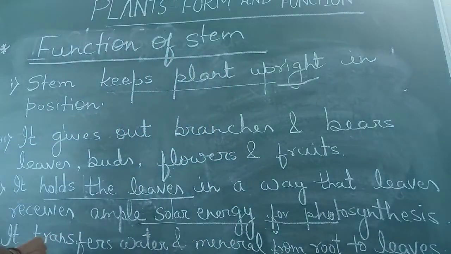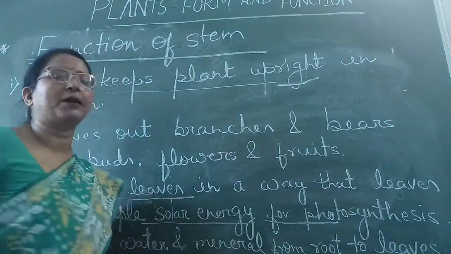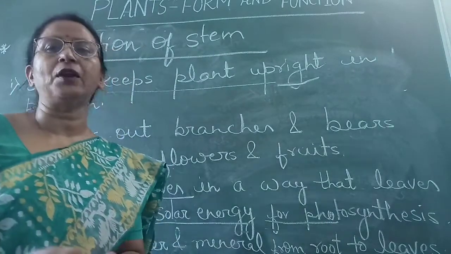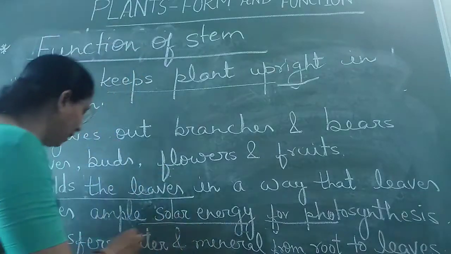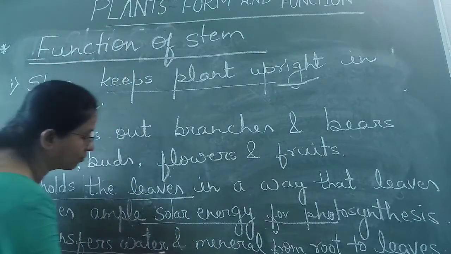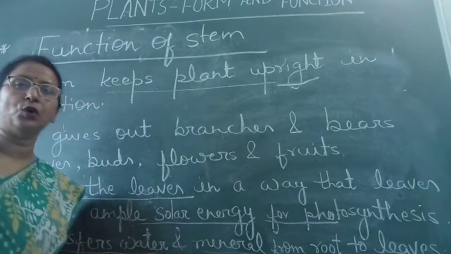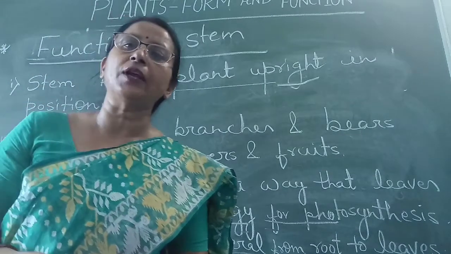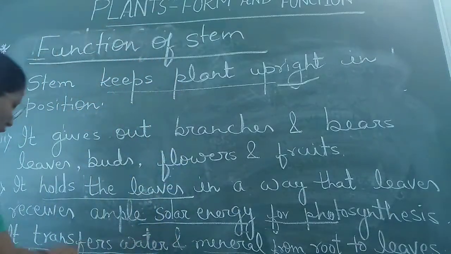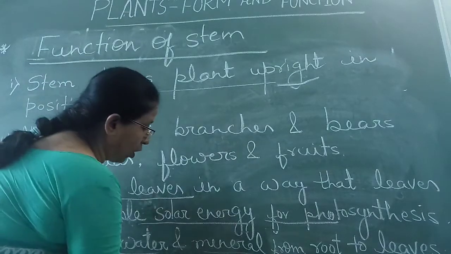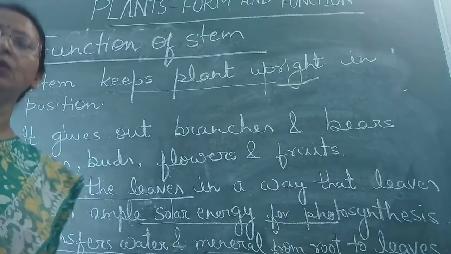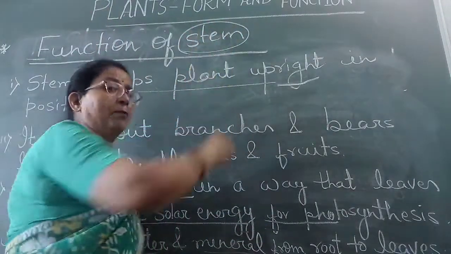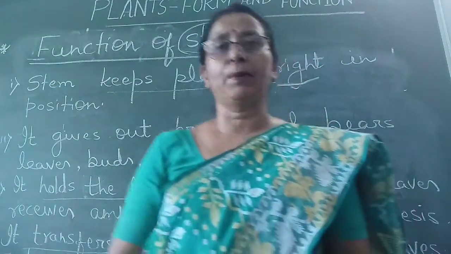Now come to the next function. For photosynthesis, water and minerals are essential, and these are sent from the root to the leaves through the stem. It transfers water and minerals from roots to stem. The food which is synthesized in plants during photosynthesis is also carried to other parts through the stem. Now it is clear that the stem plays the main role in the life of plants.